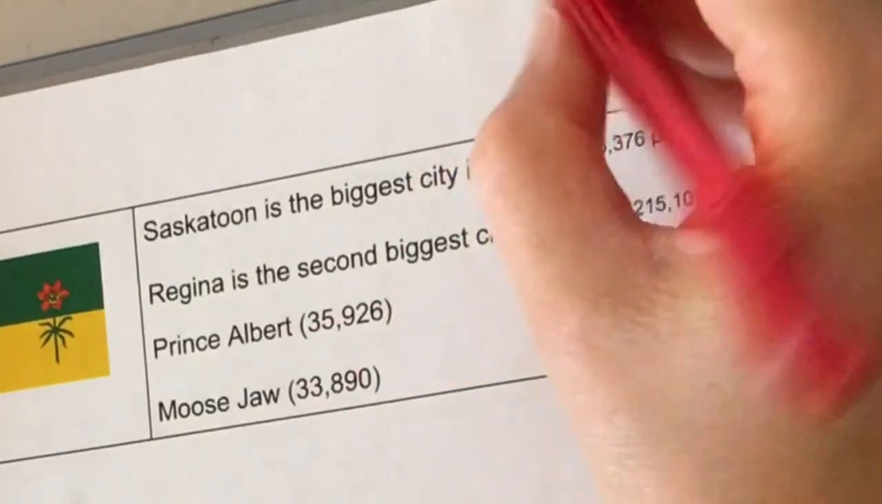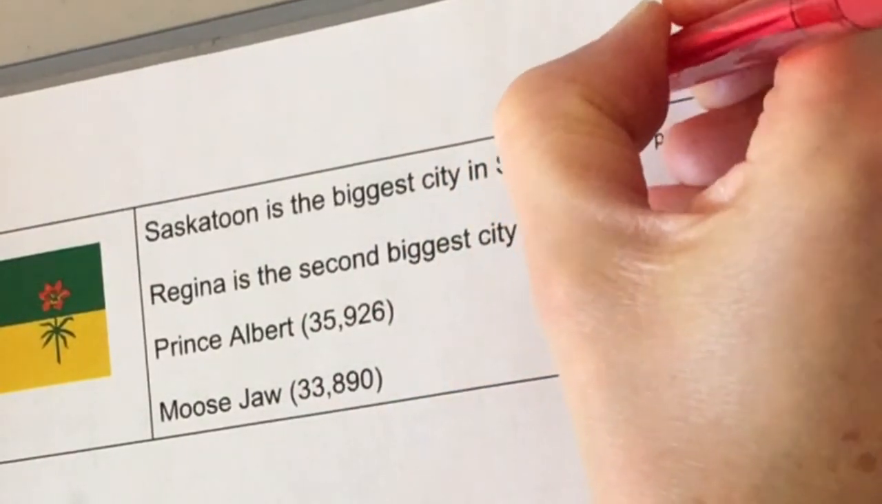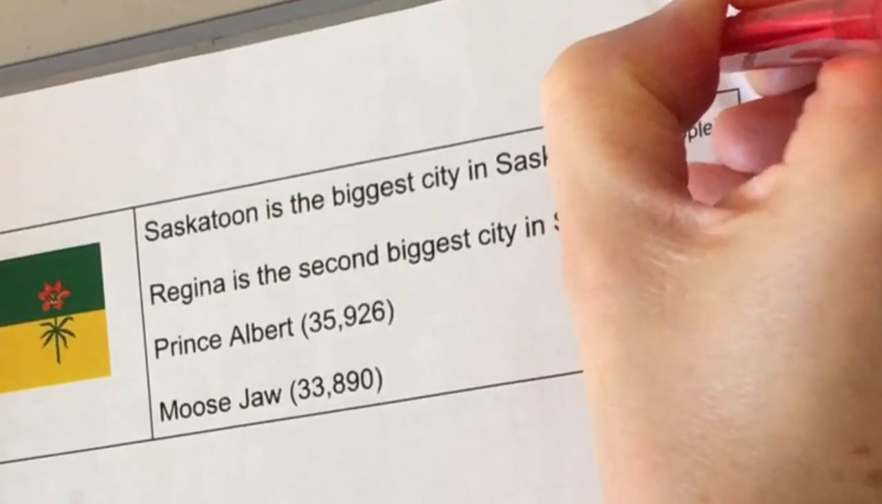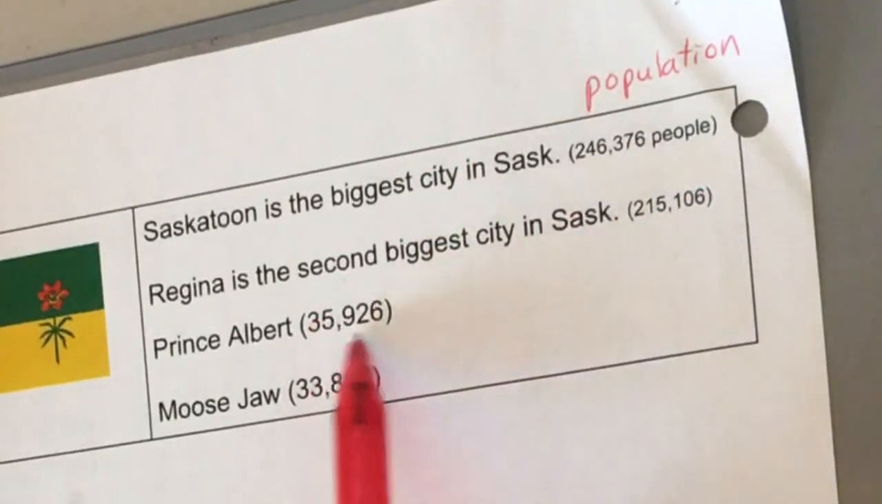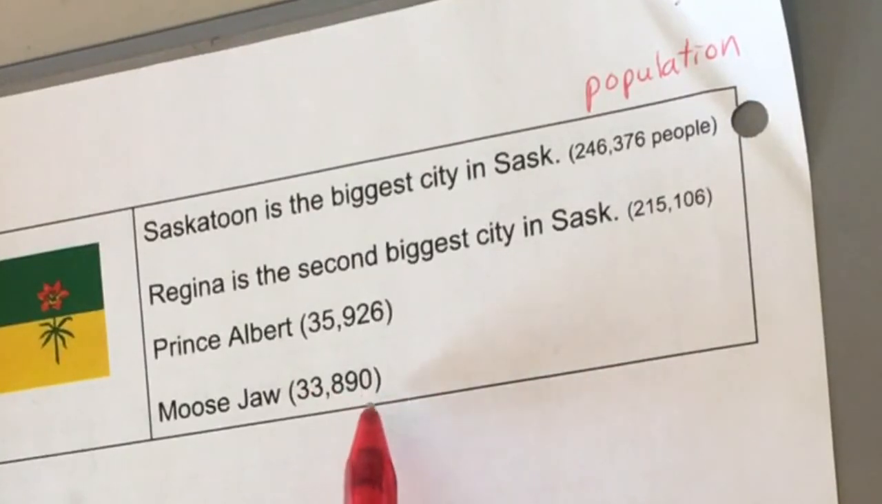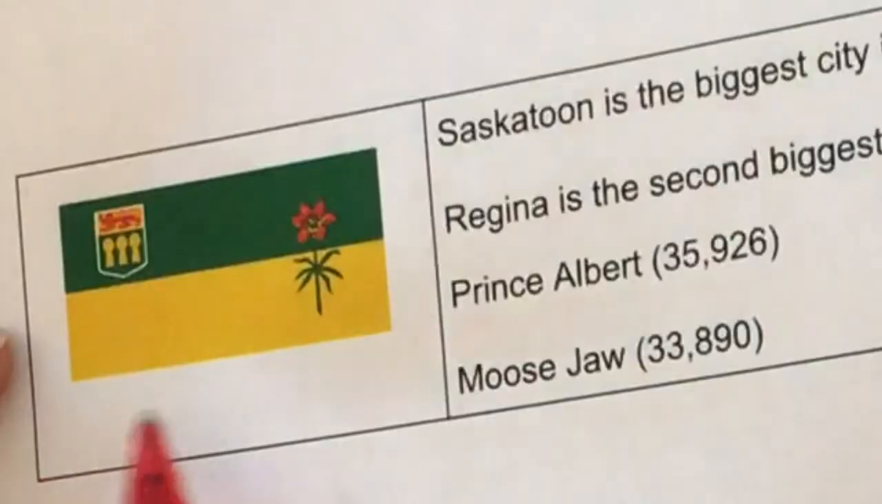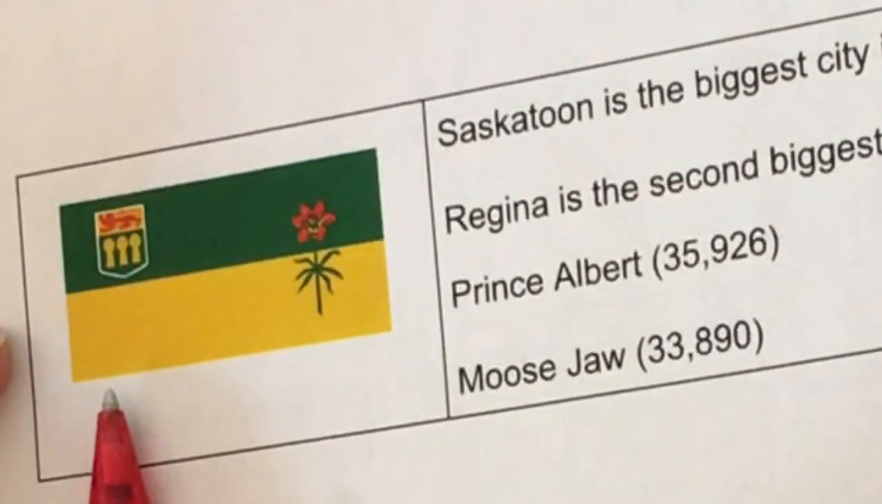This is called population. Population. Practice saying the numbers, and when I talk to you on the phone, I want to hear you speaking the numbers correctly. And here we have the Saskatchewan flag.